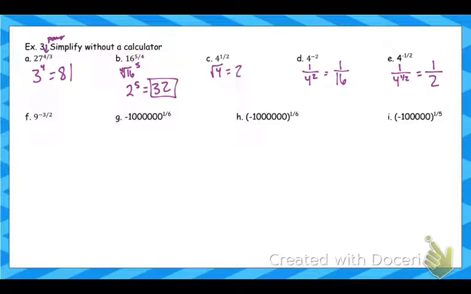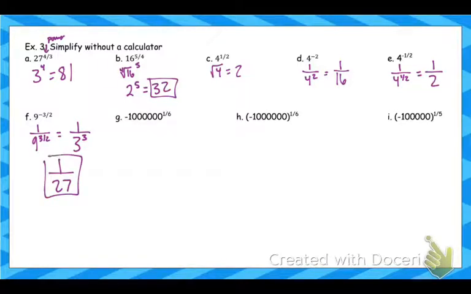All right, looking at F, again, combining both of those properties together. So negative exponent moves it to the bottom. 1 over 9 to the 3/2. So to do 9 to the 3/2, that's the square root of 9 to the 3rd power. So I get 1 over 27.